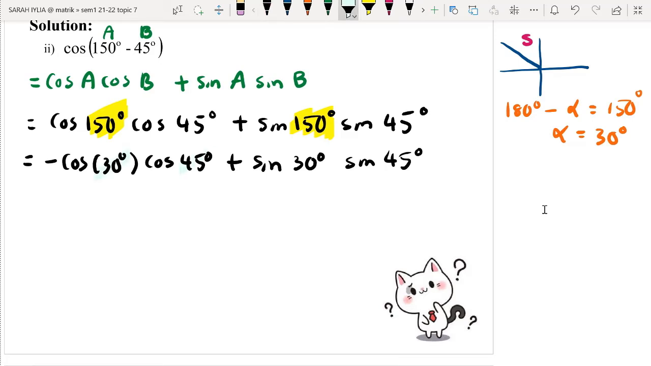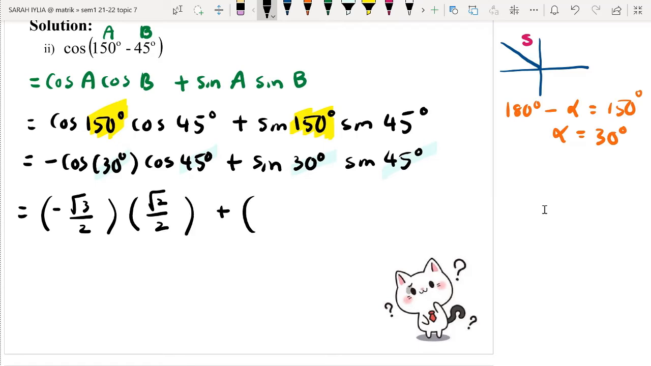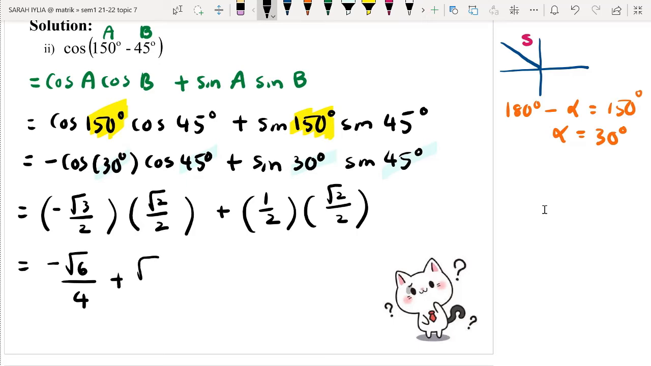Make sure every single angle here is special angle. So, 30 and 45 both are special angle. Means that now we can start calculate using calculator. So, cos 30 would be sec 3 over 2. Ada negative, so dia jadilah negative sec 3 over 2. And then cos of 45 would be sec 2 over 2. Sin 30 is half. And then last one, sin 45 would be sec 2 over 2 as well. Okay. And then kita simplify. Sama macam tadi lah, awak tinggal nak darab je. So we get negative sec 6 over 4 plus sec 2 over 4.